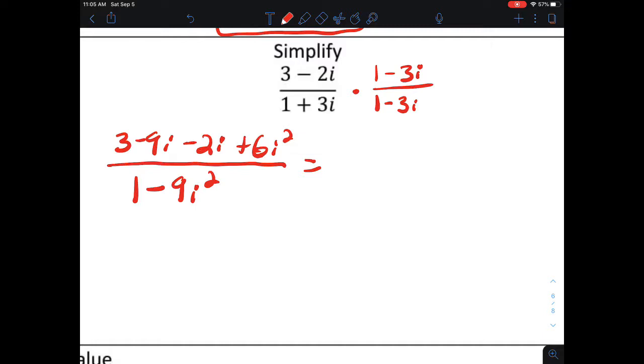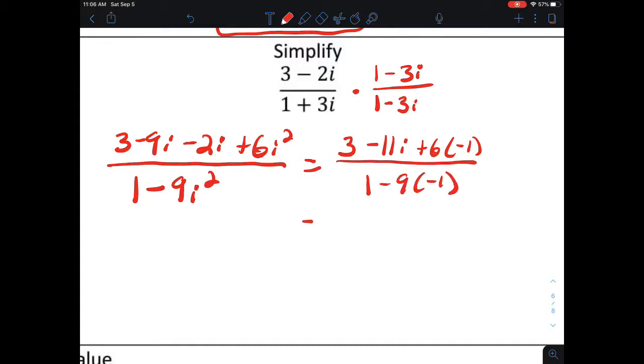And combine our like terms, we'd have 3 minus 11i, and then plus 6i squared, which is negative 1, over 1 minus 9 times negative 1. That's going to give us negative 3 minus 11i over 10. And we just split that, so it looks like our complex number form. So negative 3 over 10 is the real part, minus 11 over 10 times i.